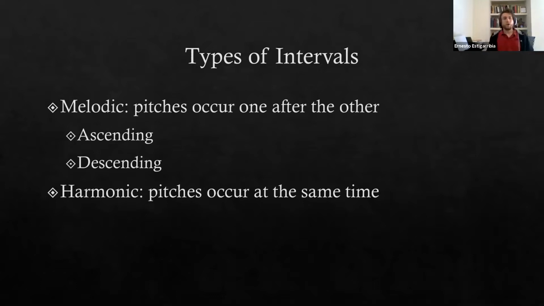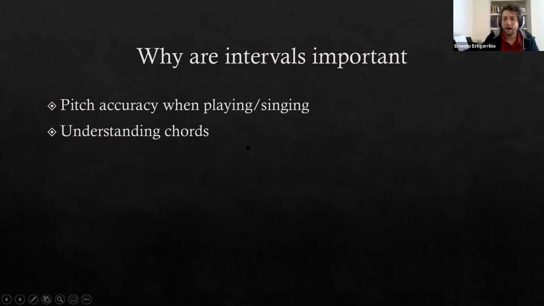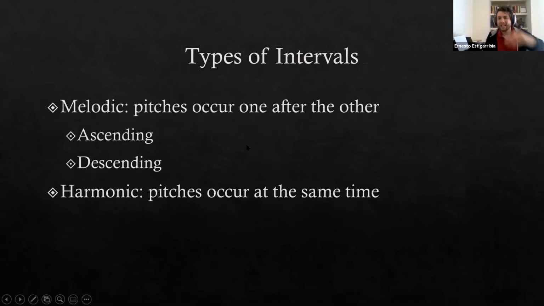And there are harmonic intervals, in which the pitches occur at the same time, like this. So when we talk about chords, they are just stacks of intervals, one on top of each other, occurring at the same time, like this. These are two intervals happening at the same time. And there's all sorts of combinations. There's all chords. So those are the harmonic intervals.